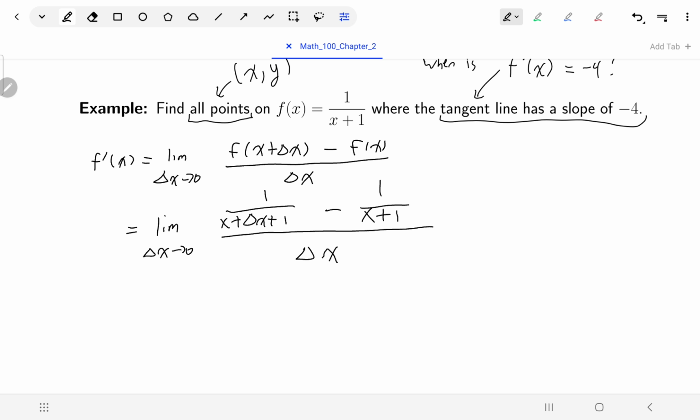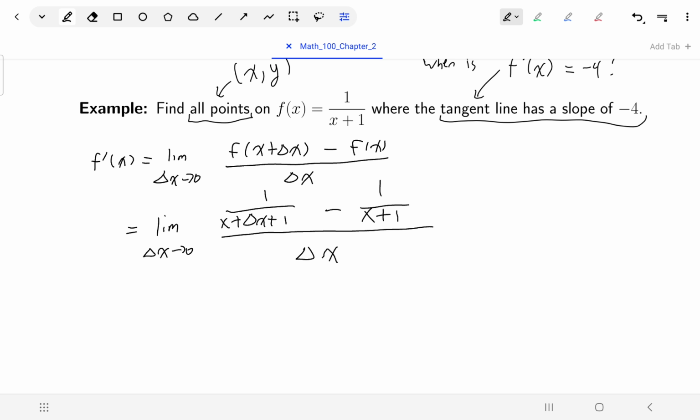And away I go. So right now, I definitely can see some problems. If you were to try to evaluate right away by letting delta x get close to 0, you'd have 1 over x plus 1 minus 1 over x plus 1. You'd have 0 for the numerator. You'd have 0 for the denominator, which means, sorry, this is indeterminate. We can't evaluate the limit just yet. So we'll have to do some sort of work to simplify it.